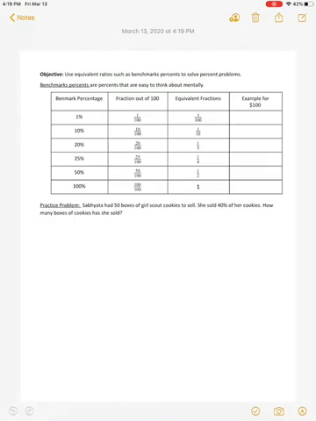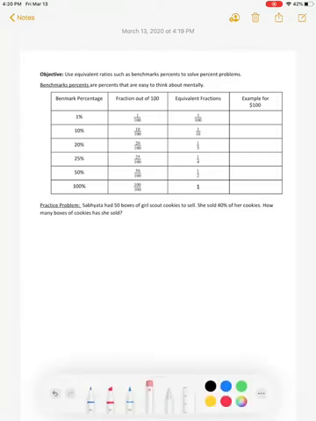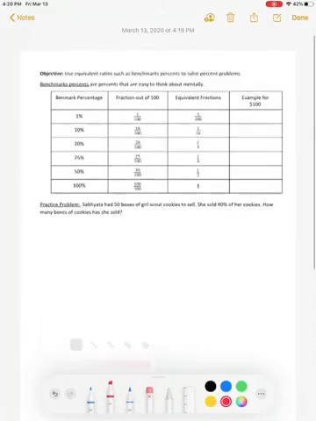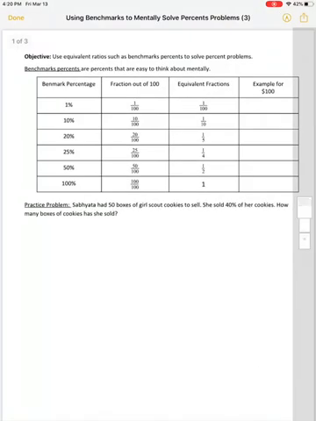In this video, we're going to learn to use equivalent ratios, such as benchmark percents, to solve percent problems. Now, benchmark percents are percents that are just easy to think about mentally. And if you look in our first column here, these are our benchmark percents that we're going to focus on today.